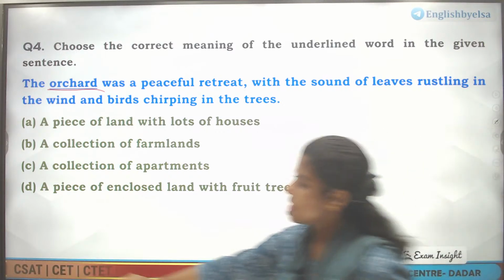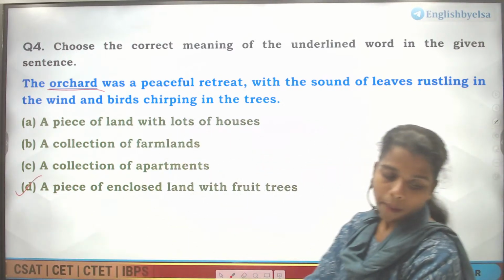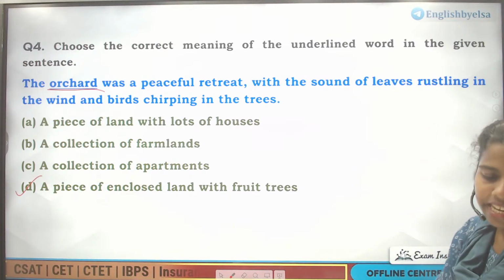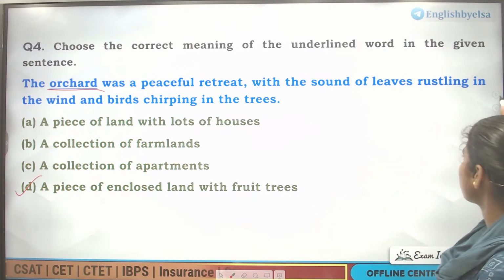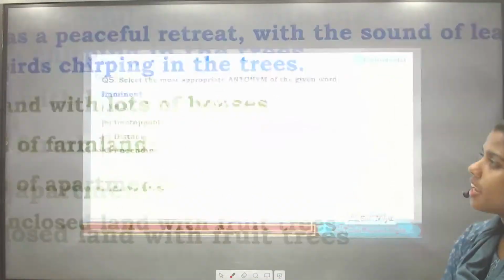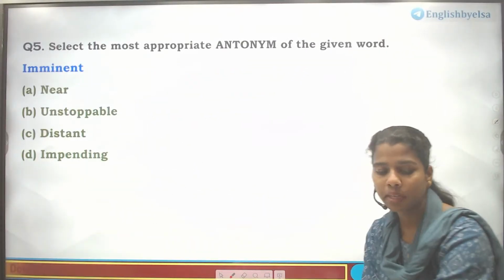Yes, the answer is option D. Orchard means a piece of enclosed land with fruit trees. There is nothing to explain. The whole explanation is written there. Next one, antonym of imminent.